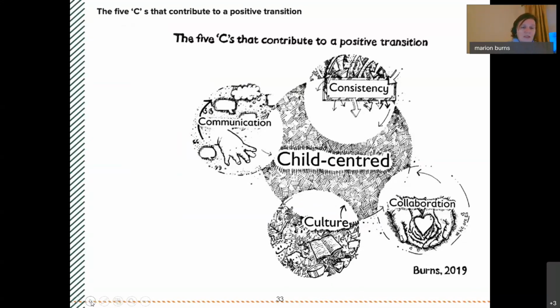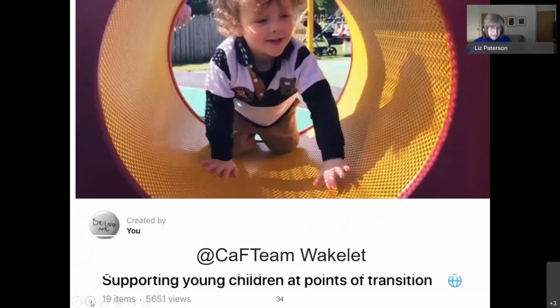Let me hand over to Liz. This next slide talks about a wakelet, and we've already mentioned previously in our session today about the wakelets being available. I would like to draw your attention to this one about supporting young children at points of transition. It's available on our National Improvement Hub, and we think that this may help you consider what you need to do for transitions in your setting moving further on in the weeks and months ahead.